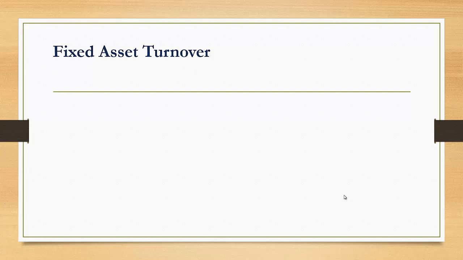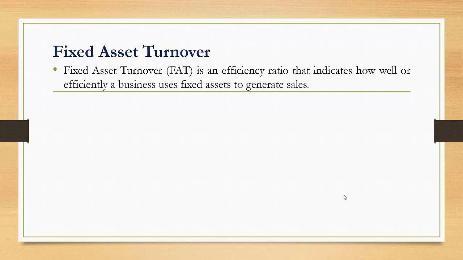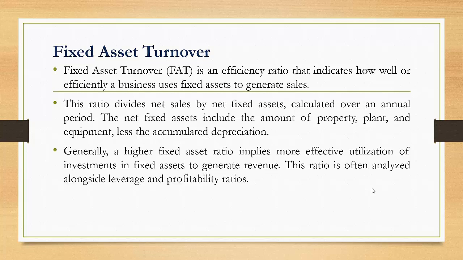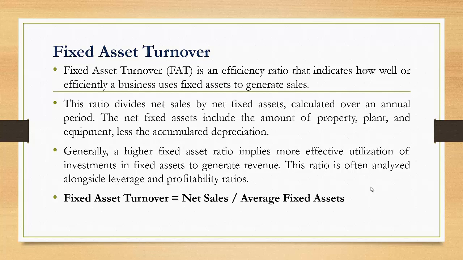The last ratio in this category is fixed asset turnover. Fixed asset turnover is an efficiency ratio that indicates how well or efficiently a business uses fixed assets to generate sales. This ratio divides net sales by net fixed assets, calculated over an annual period. The net fixed assets include the amount of property, plant and equipment, less the accumulated depreciation. Generally, a higher fixed asset ratio implies more effective utilization of investments in fixed assets to generate revenue. This ratio is often analyzed alongside leverage and profitability ratios.